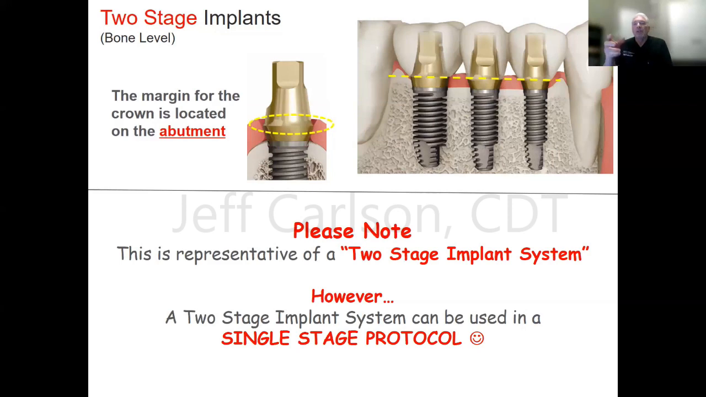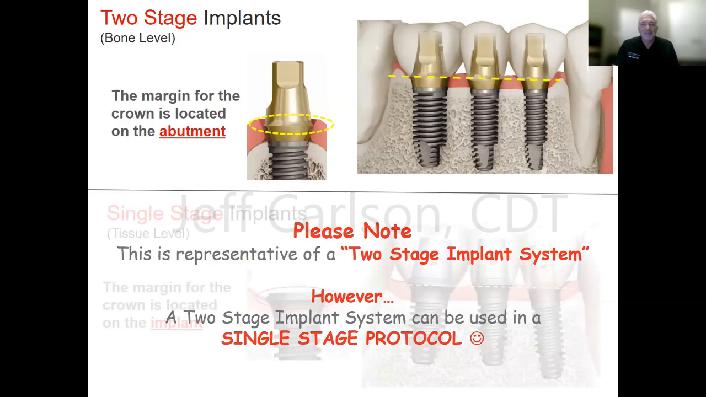Now, even though it's referred to as a two-stage implant, these implants can be done in a single-stage protocol, meaning that you place the implant with good stability, you place the abutment, be it a temporary abutment or a final abutment, and then place a temporary provisional crown. So you're doing a one-stage protocol using a two-stage implant, if that makes sense.